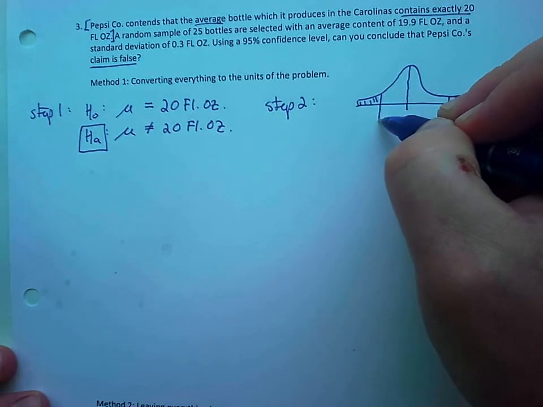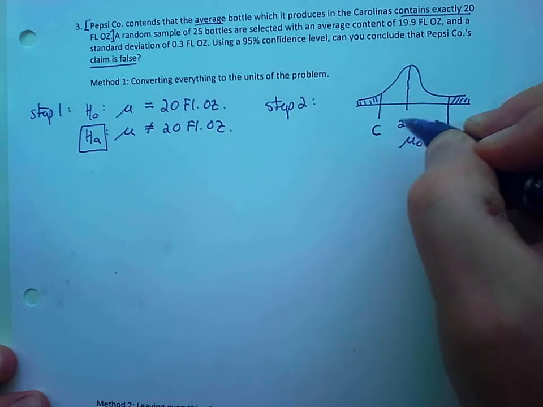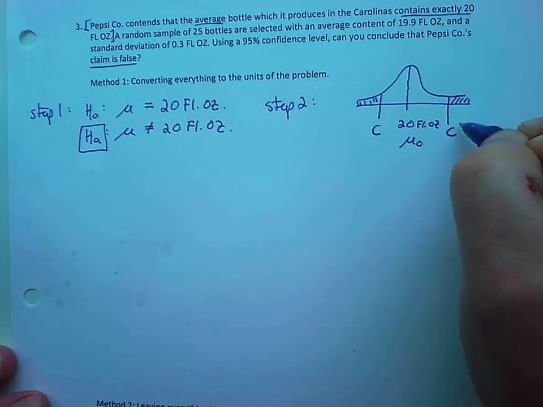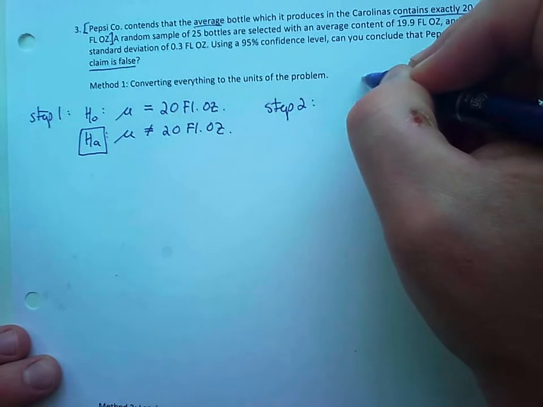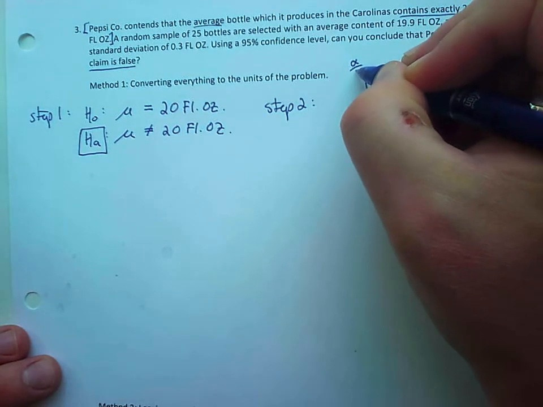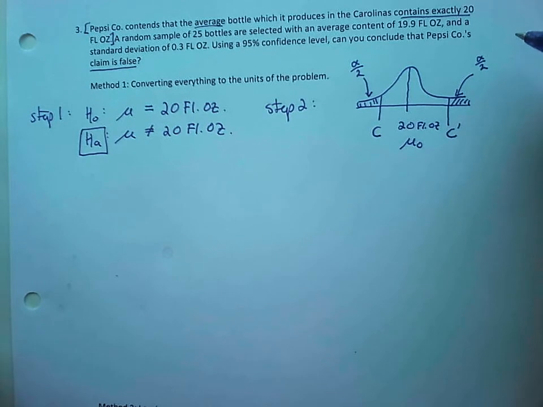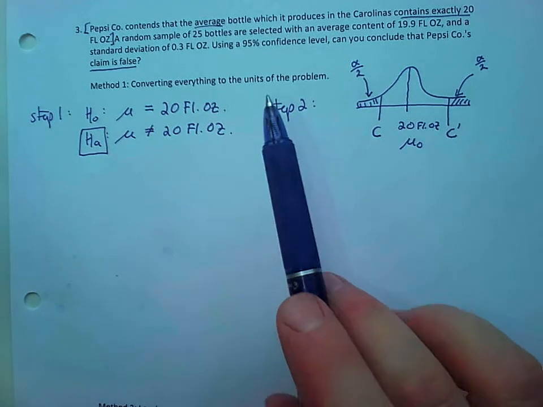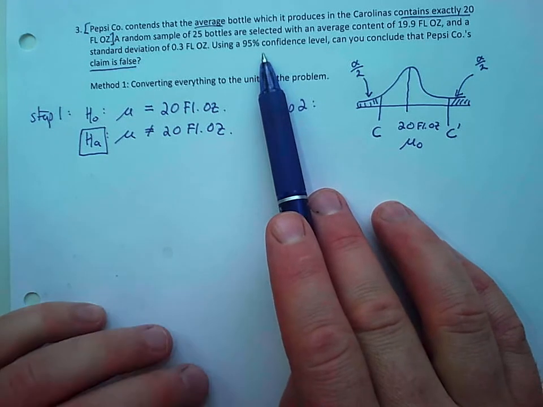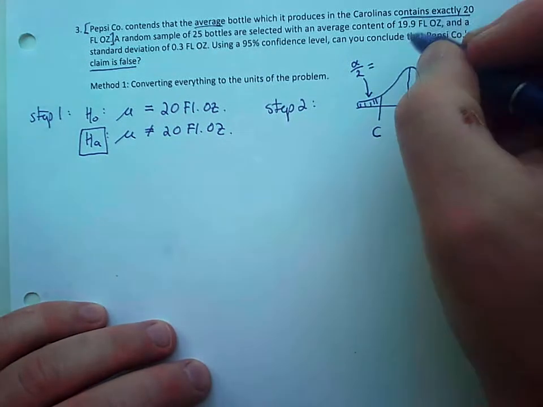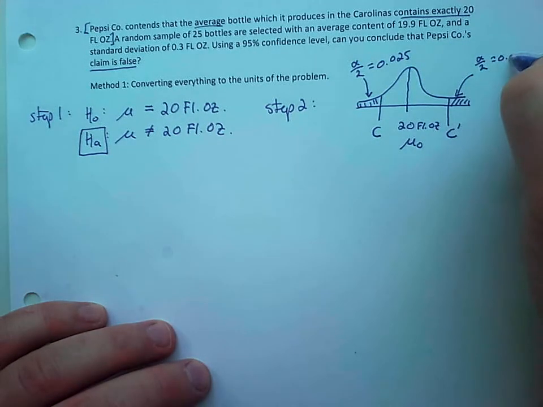The value that corresponds to the beginning of our rejection region is called the critical value. The symbol that we're going to use for the left-hand side critical value is C, and the one for the right-hand side critical value is going to be C prime. Since we have two rejection regions, we're going to split alpha up evenly into these two rejection regions because we have a symmetric distribution. And because we have a confidence level of 95%, we know that alpha is equal to 5%, and therefore alpha divided by 2 is equal to 2.5%, or 0.025.